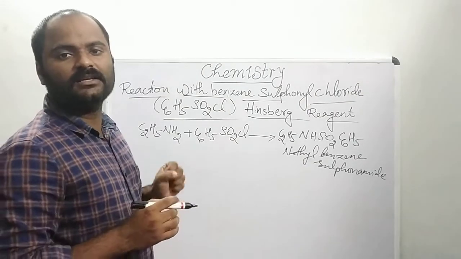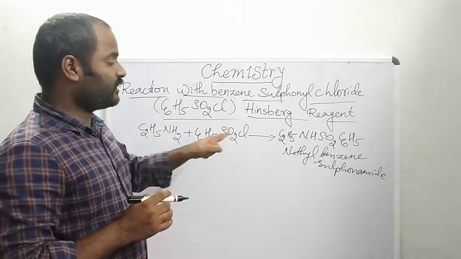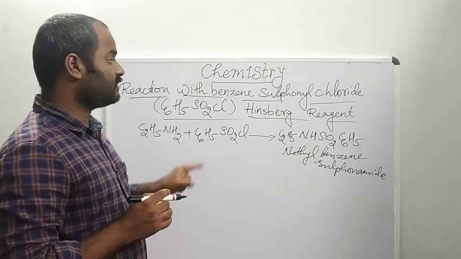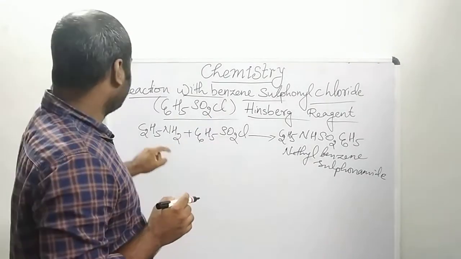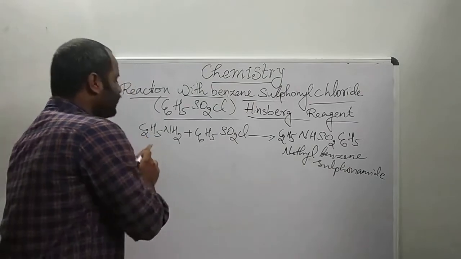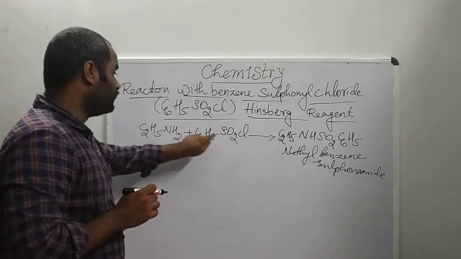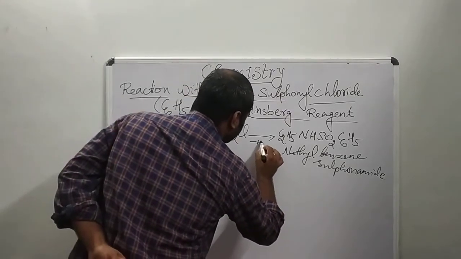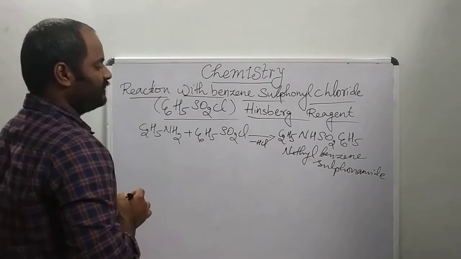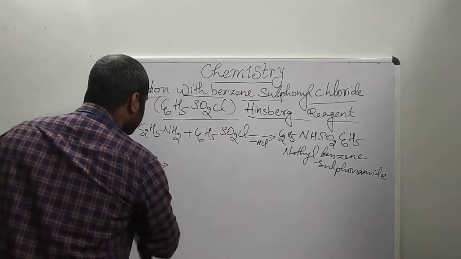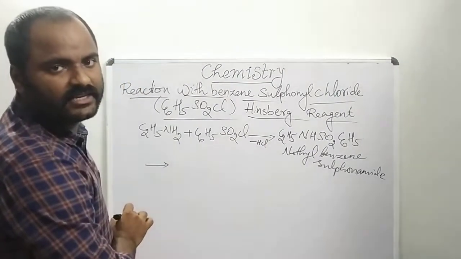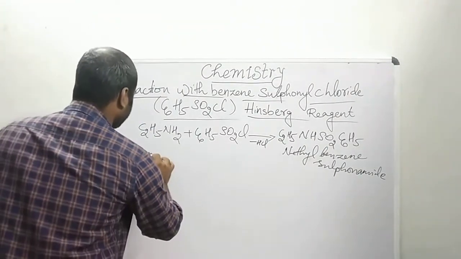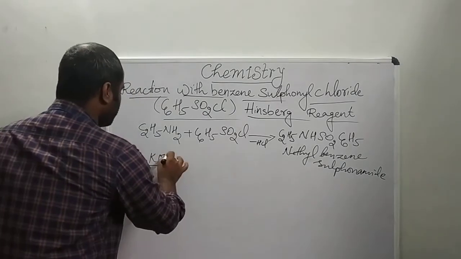N-alkyl benzene sulfonamide is the product formed, and this N-alkyl benzene sulfonamide is soluble in alkali. When primary amine, that is ethyl amine, reacts with Hinsberg reagent, HCl is removed and you get this N-ethyl benzene sulfonamide, and this N-ethyl benzene sulfonamide is soluble in alkali. So take the alkali KOH. It is soluble in KOH.